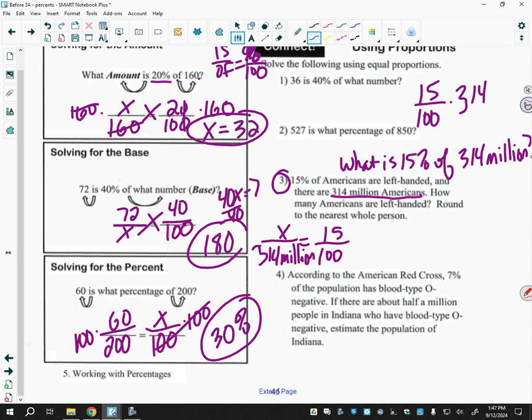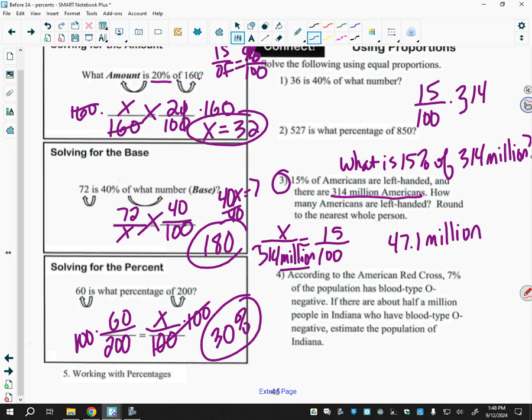So could I add all the zeros, or what else could I put after that instead of adding all the zeros? Billion? Could I just say the word million after it, just like I said 314 million? So when I get that answer, I could just say 47.1 million people. Is that rounding to the nearest whole person?